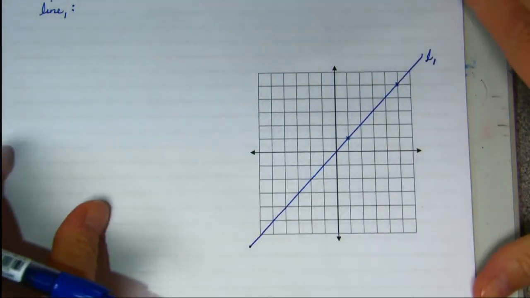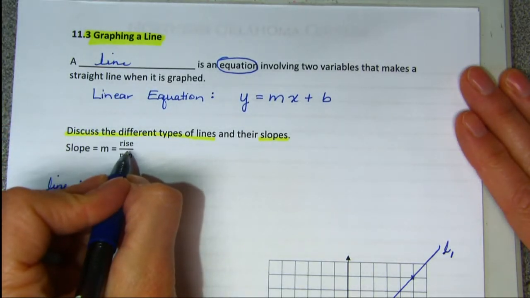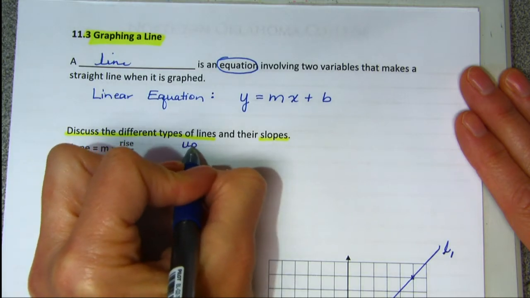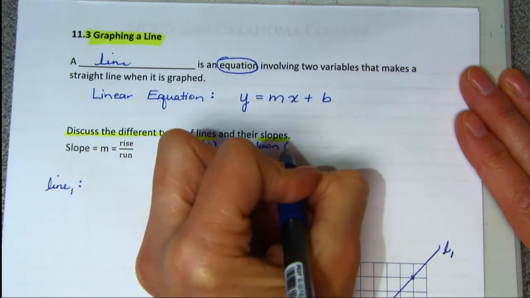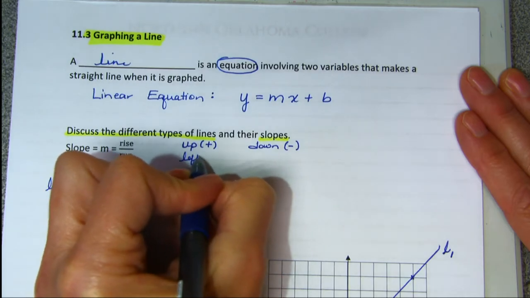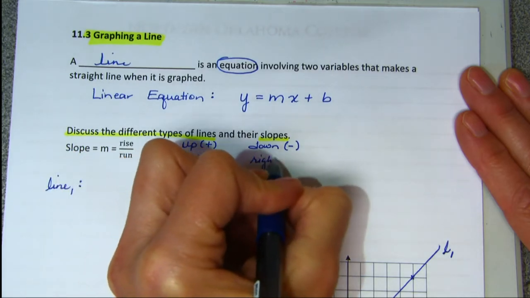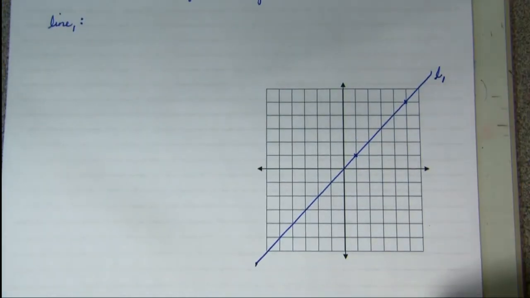All right. So the rise means that it will either go up or down. Up is positive, down is negative. The run means you will go left or right, and left is negative, right is positive. Okay? All right. So the first thing that I can determine on this line one is that going left or right, it goes upward.